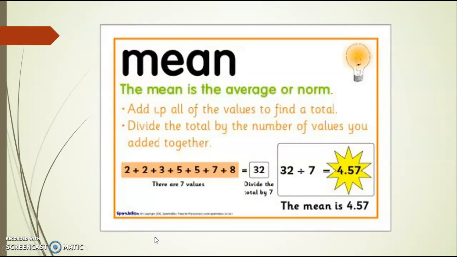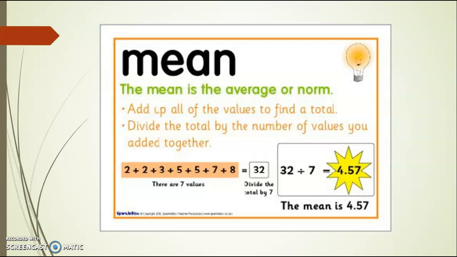And you may ask yourself, what is the mean? So the mean is the average or norm. It's when we add up all the values to find a total. And then we divide the total by the number of values you added together.